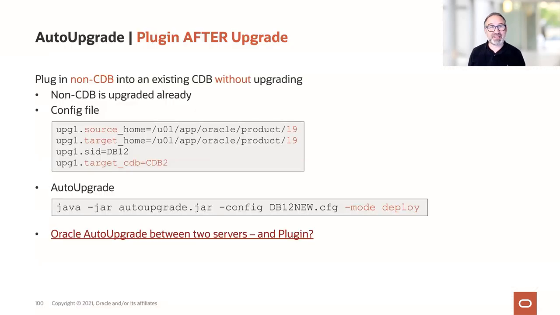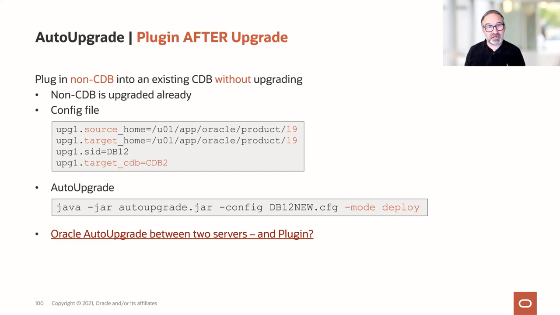So my database is upgraded already. You used AutoUpgrade maybe, but now you want to plug in your 19c database. You plug in a non-CDB. That's the difference from the unplug-plug I showed you before. In this case, we have now a non-CDB and we plug it into an existing CDB, but without upgrading. So they both have already the same version.